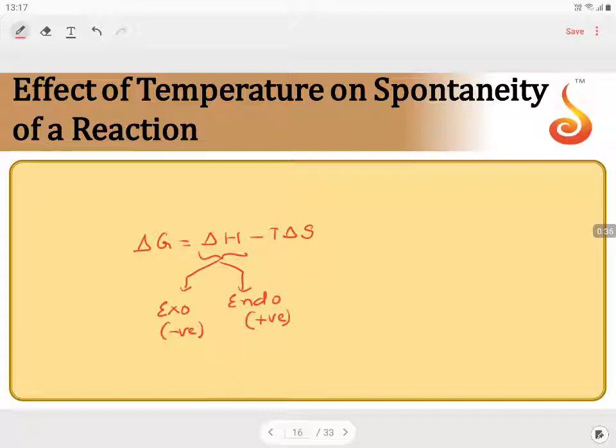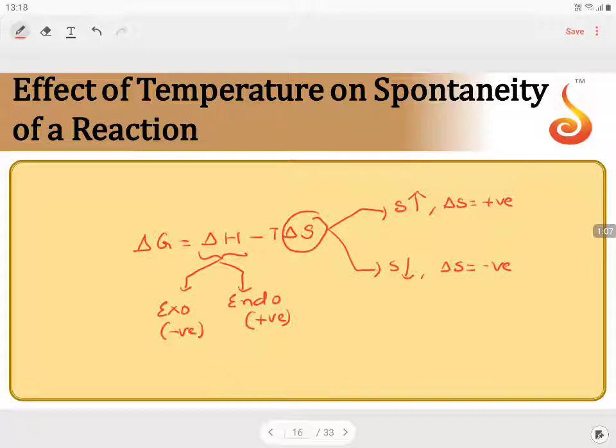In the same way, in a process, the entropy of a system can vary in two ways. If entropy increases, delta S will be positive. If entropy decreases, delta S will be negative. So corresponding to delta H and delta S, we can have four different combinations.